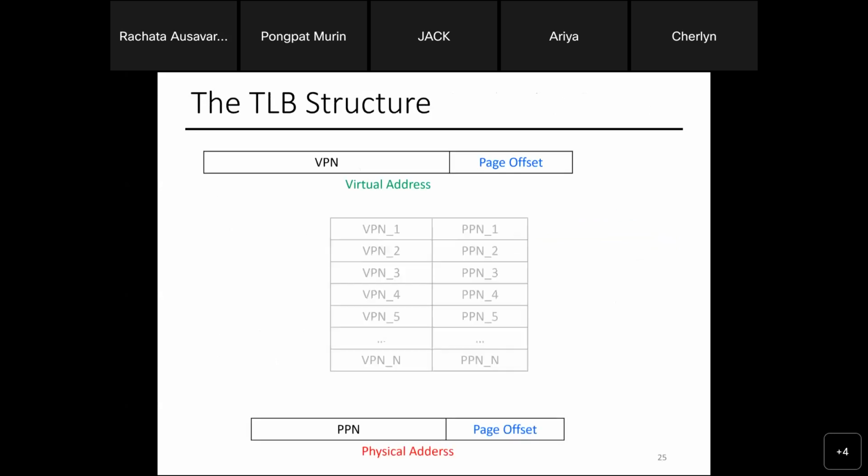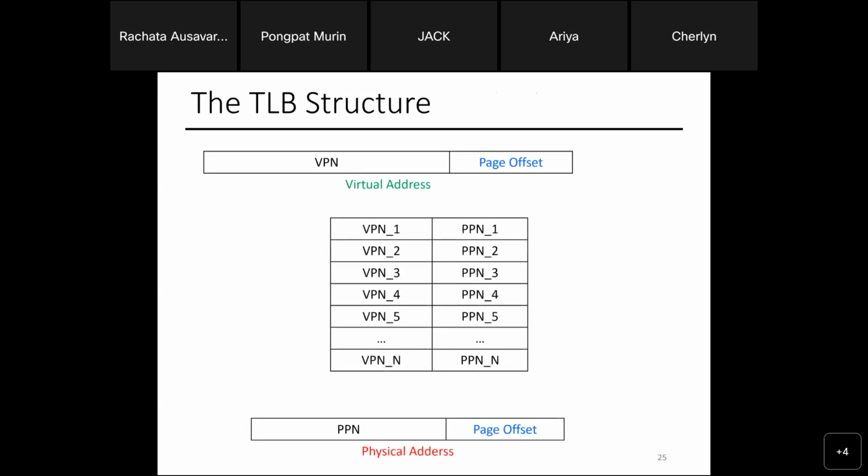Now, again, the TLB structure stores the VPN as a tag. You search the structure, it gives you the physical page number, and you just plug in the page offset. You have everything in the CPU. You don't even have to go to DRAM if your data is in the TLB. All right. Any questions?